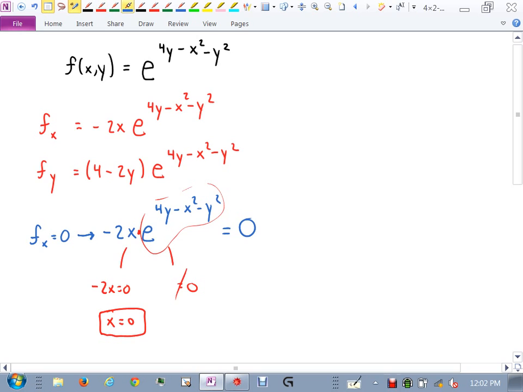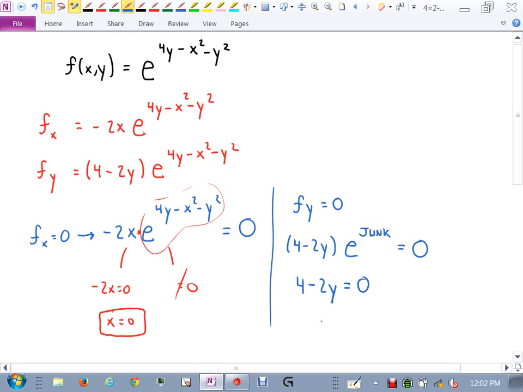Then I also have to figure out when the partial with respect to y is equal to 0. Well, that's kind of the same story. I have this 4 minus 2y times e to all this junk equals 0. E to the junk can never be 0, so I just have to take 4 minus 2y and equate it to 0. And that gives me y is 2.